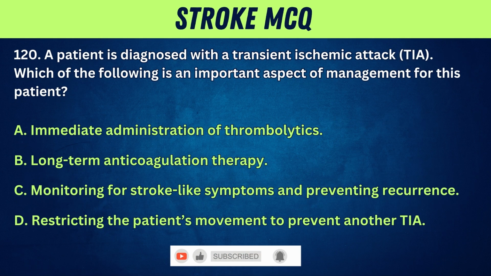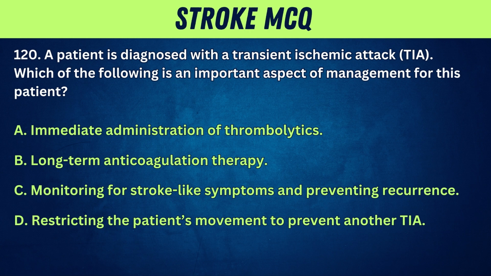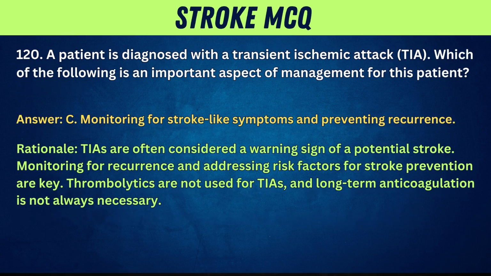120. A patient is diagnosed with a transient ischemic attack, TIA. Which of the following is an important aspect of management for this patient? A. Immediate administration of thrombolytics. B. Long-term anticoagulation therapy. C. Monitoring for stroke-like symptoms and preventing recurrence. D. Restricting the patient's movement to prevent another TIA.